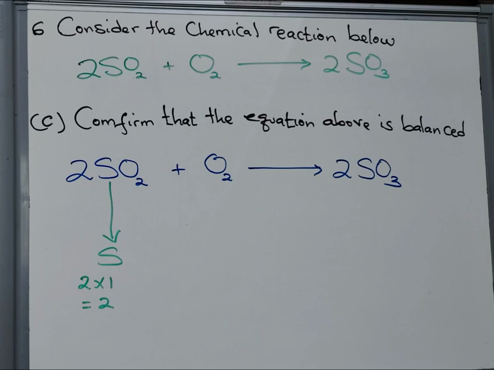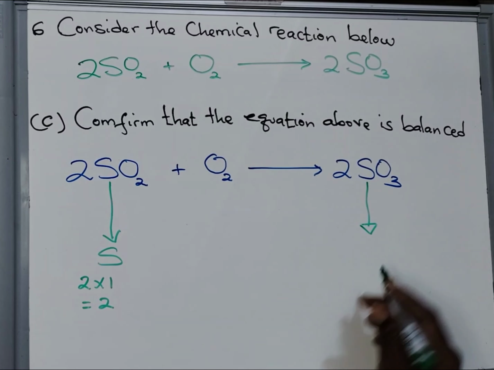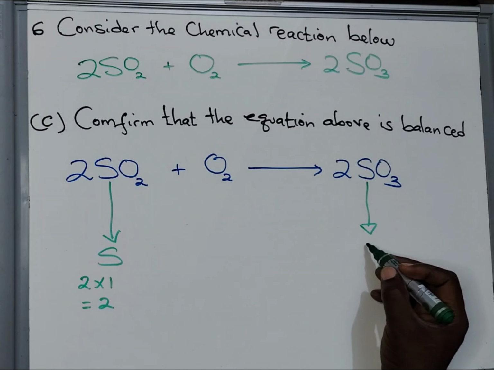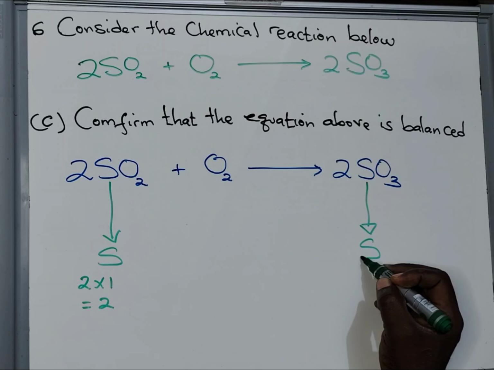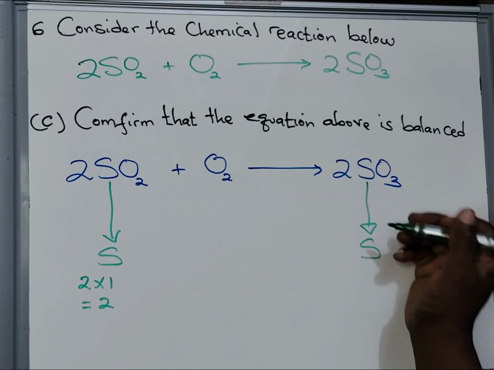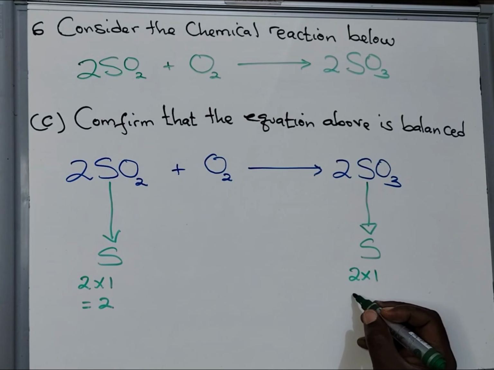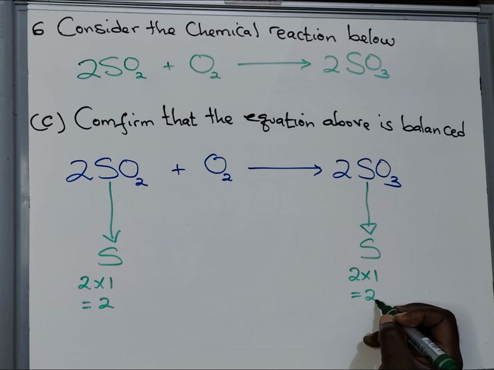Then you go to this side, the product side. And what do we have? We have our sulfur on the product side. It is S. And what is the subscript there? 1, because there's no number here. But the coefficient is 2. So it's going to be 2 times 1, giving you 2.